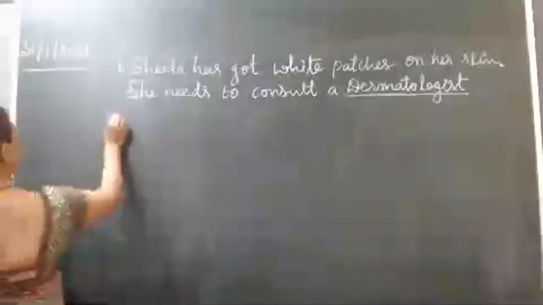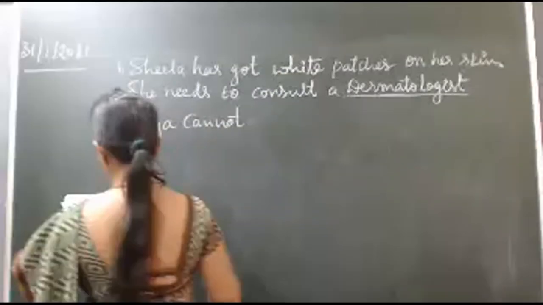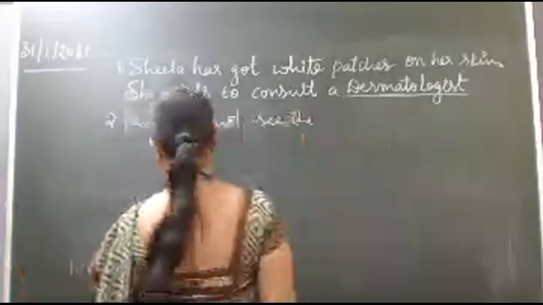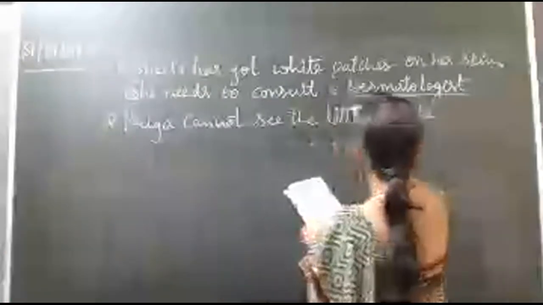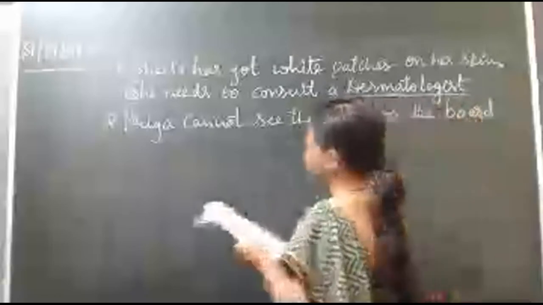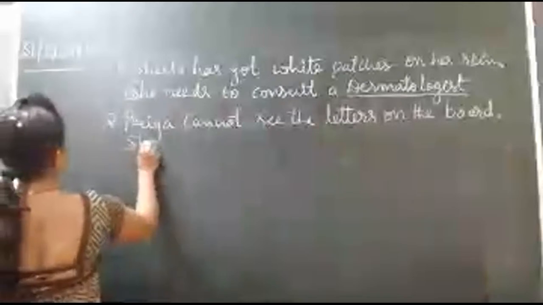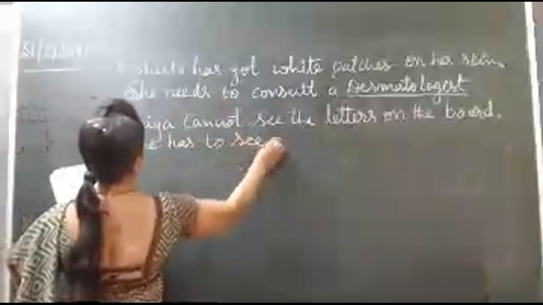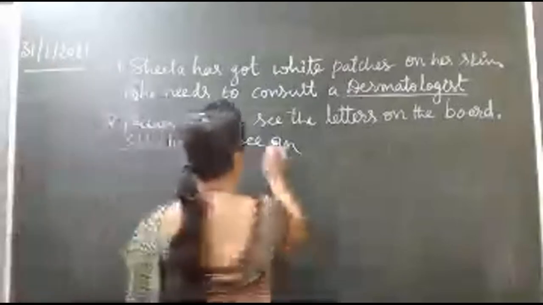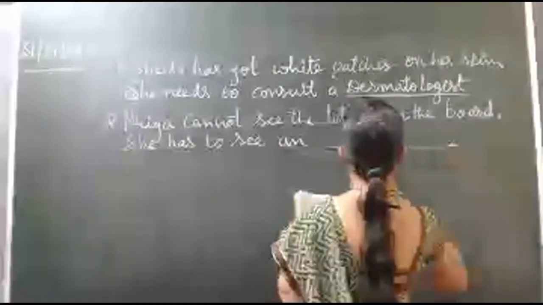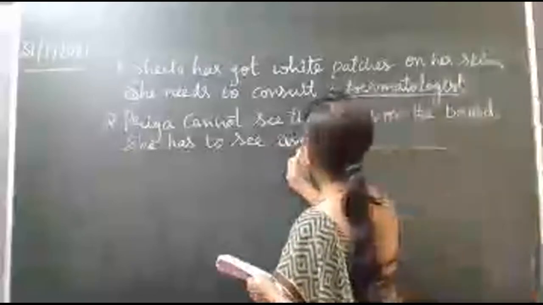Second one: Priya cannot see the letters on the board. She has to see. The answer is ophthalmologist. The doctor who gives treatment for eyesight problems, when we cannot see the letters on the board, is called the ophthalmologist. Write down the answer.